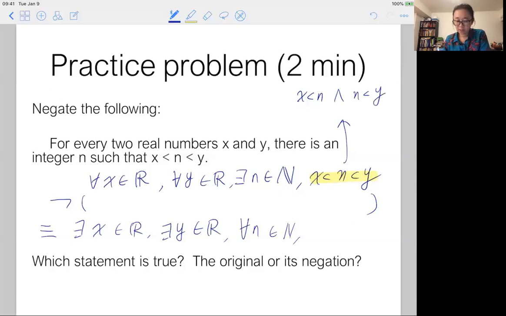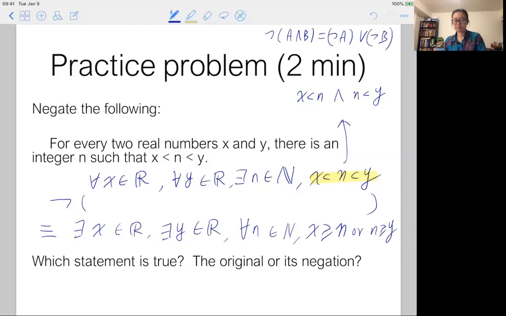Okay? So now I'm going to take the negation of it. Remember, negation of A and B is negation of A or negation of B. So that's what you get. So in this case, it's x bigger or equal to n, or, you can use the symbol, n is bigger or equal to y. Okay. So how does this translate to English, right?